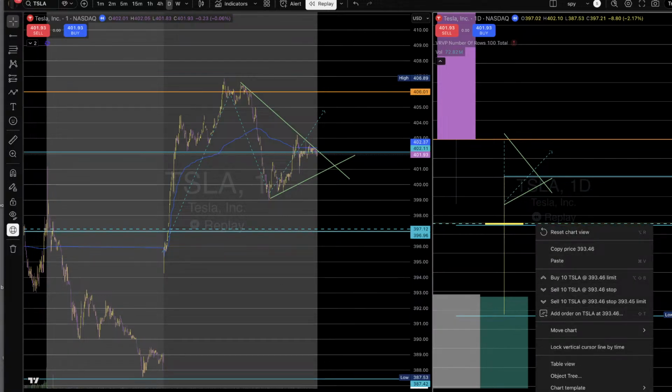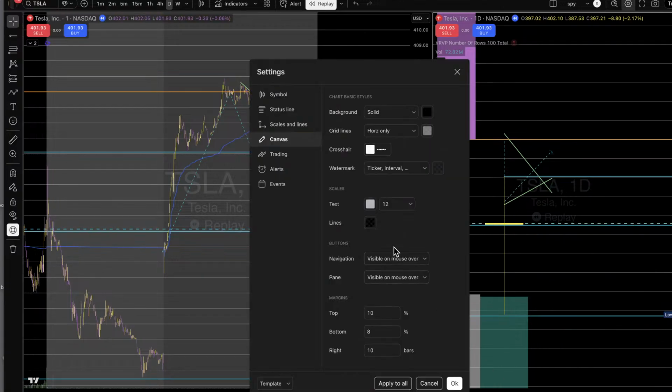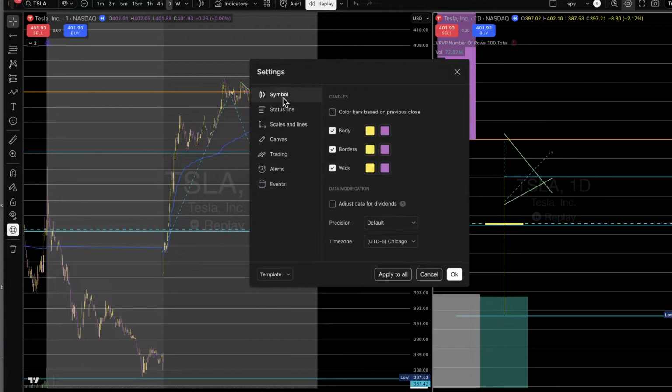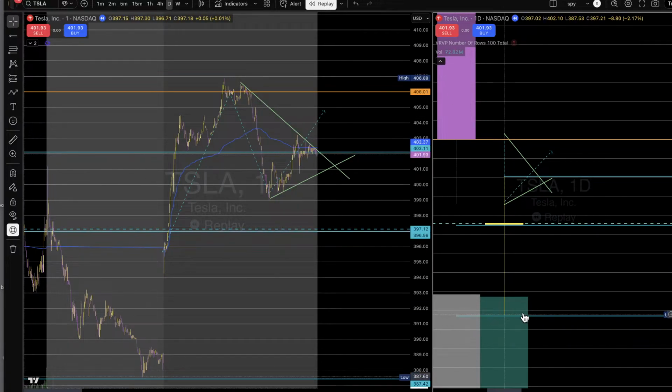All right, TradingView, if you're watching this, I doubt it, of course. Yeah, that's bothering me a lot. I'm just coming up with an excuse. Anyways.